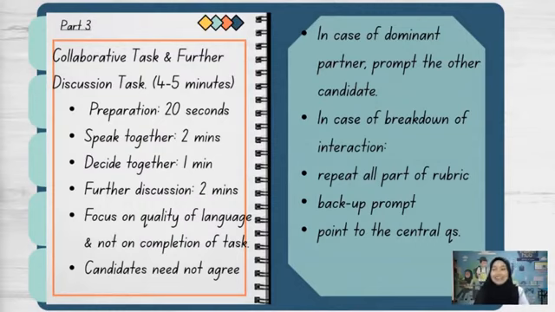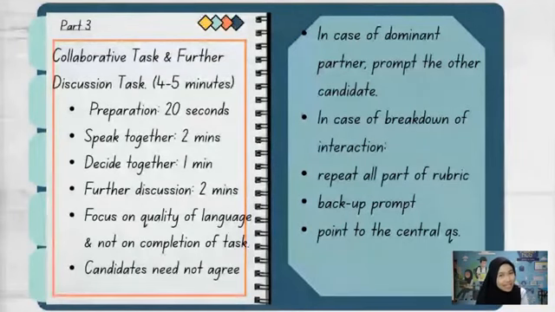It's okay. Now, in case of a dominant partner, if for example one student is speaking more than the other, or not allowing the partner to talk, what you should do as the interlocutor is try to prompt the other candidate.